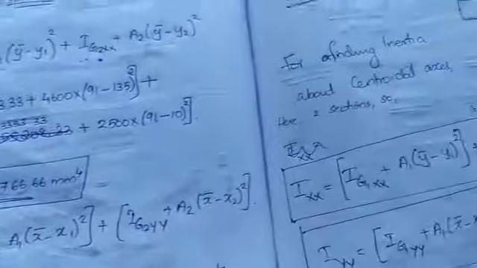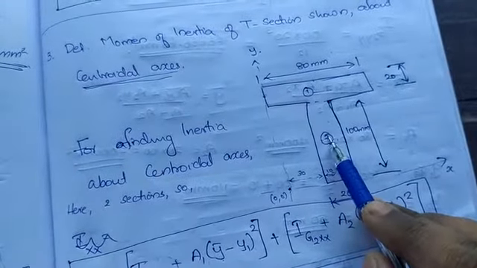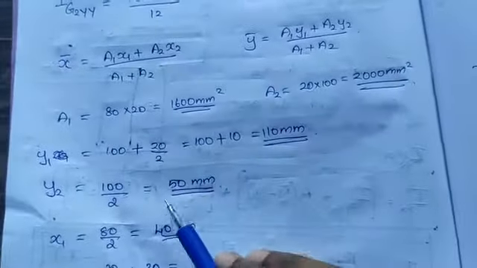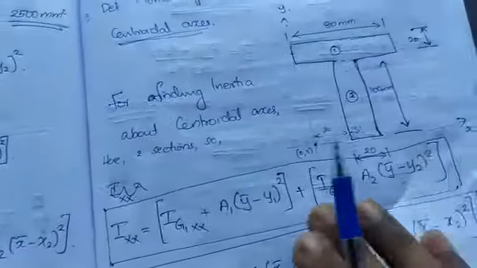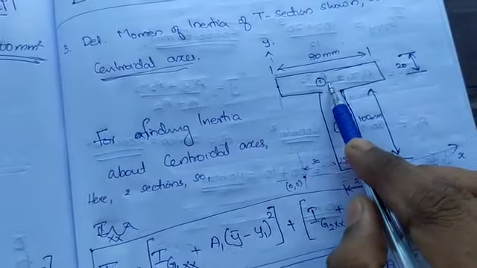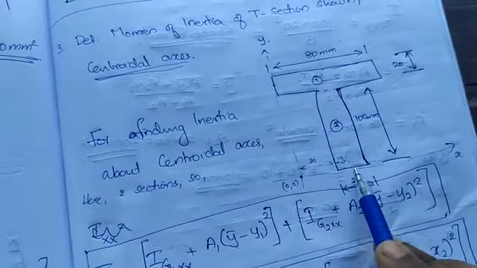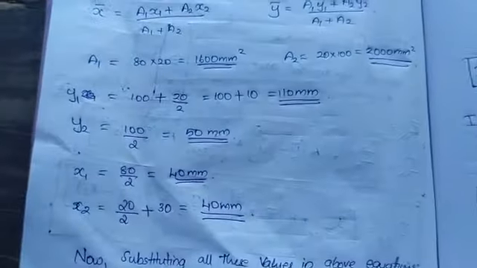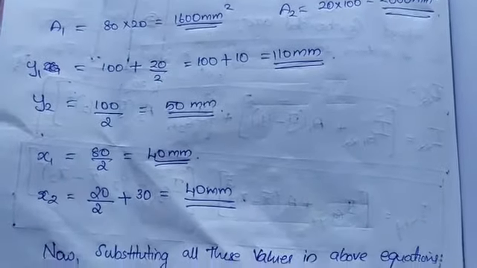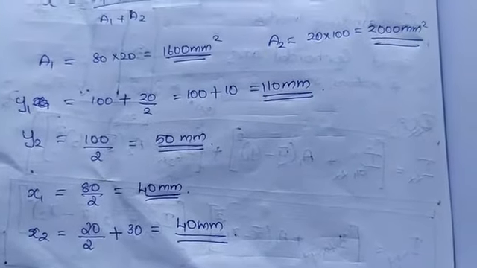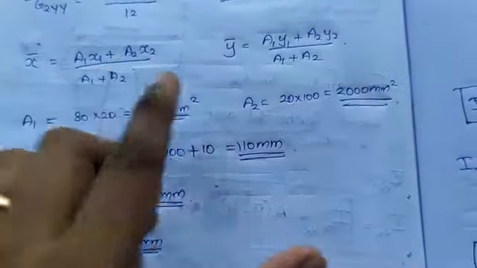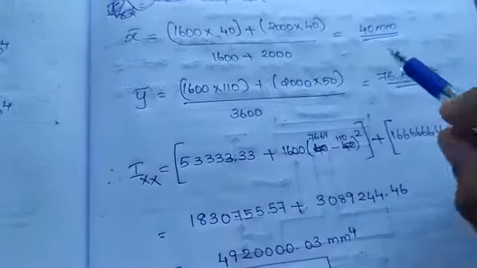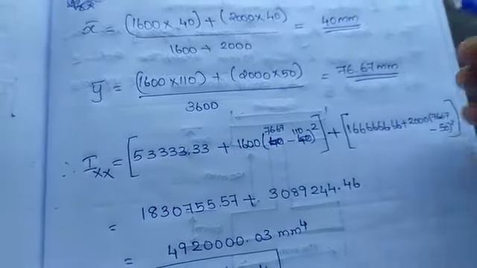Now what will y2 be? Y2 will be somewhere around here, that is 100 by 2, that is 50. Y2 will be 50. Now x1 is here, from here to here the distance is 40 mm. X2 will also be 40 mm. Now you have all these values. First you need to find x bar and then y bar. Just substitute and you will get 40 and 76.67.